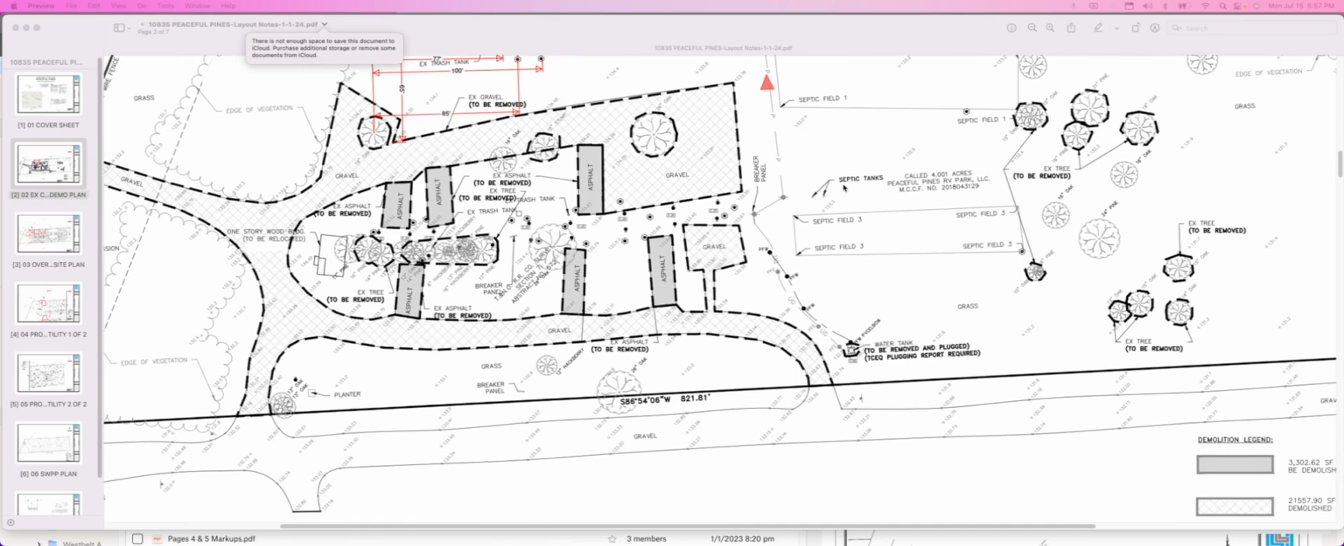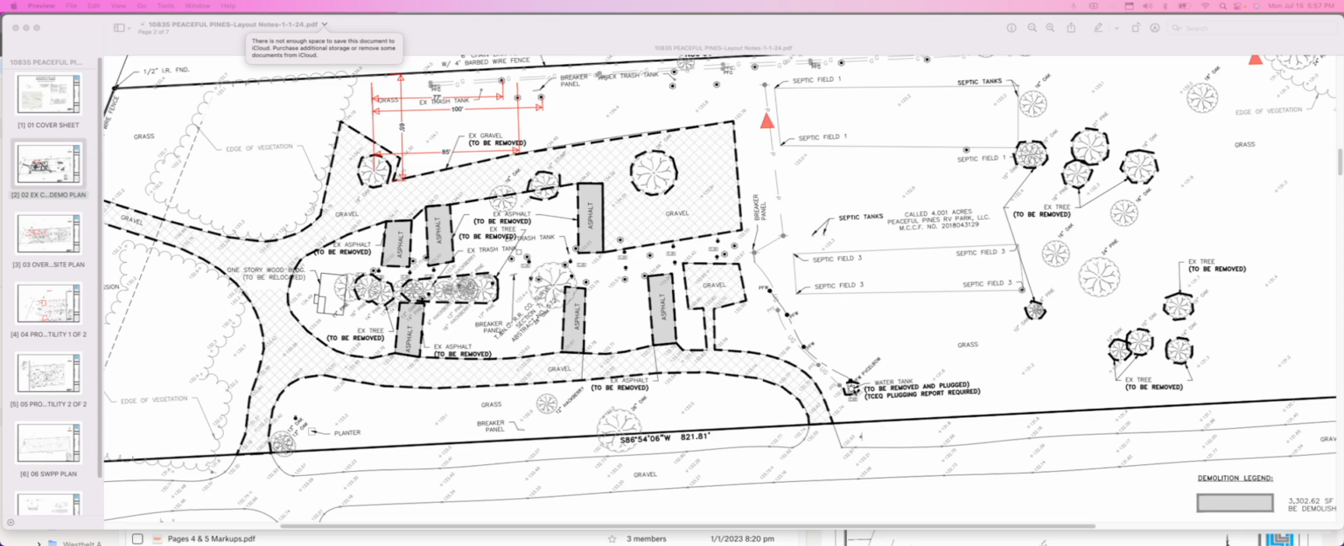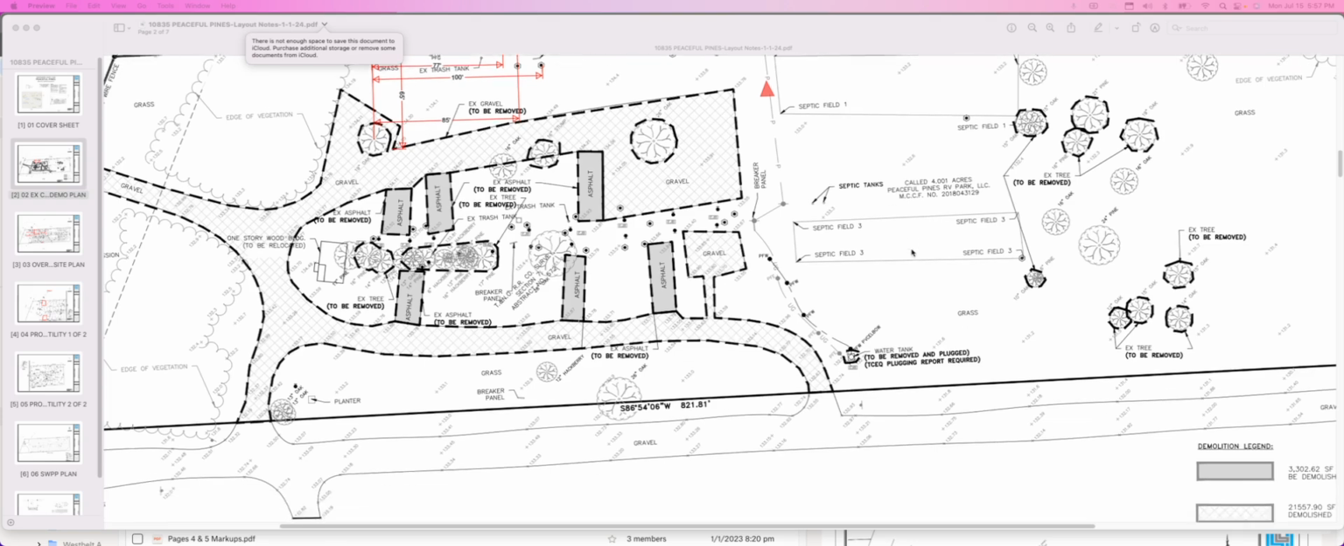Okay, so we're going to run through this. Just want to show you, we had a well here. We had to remove the well, plug the well, because the well was too close to the septic field. It was a whole thing. Man, drilling a well is really hard. We're never doing that again.